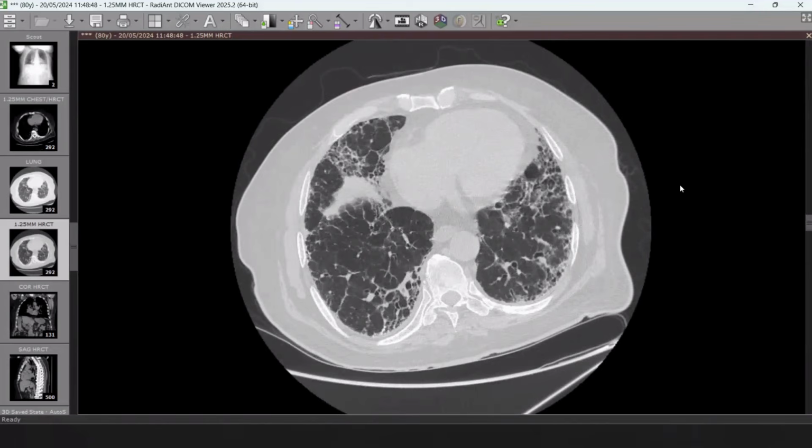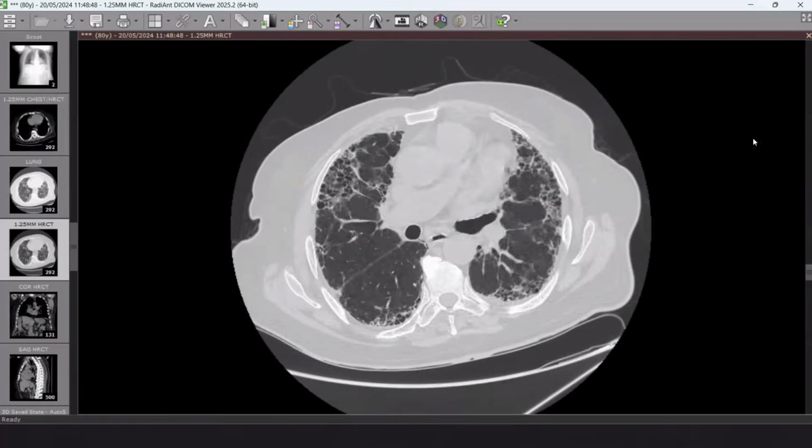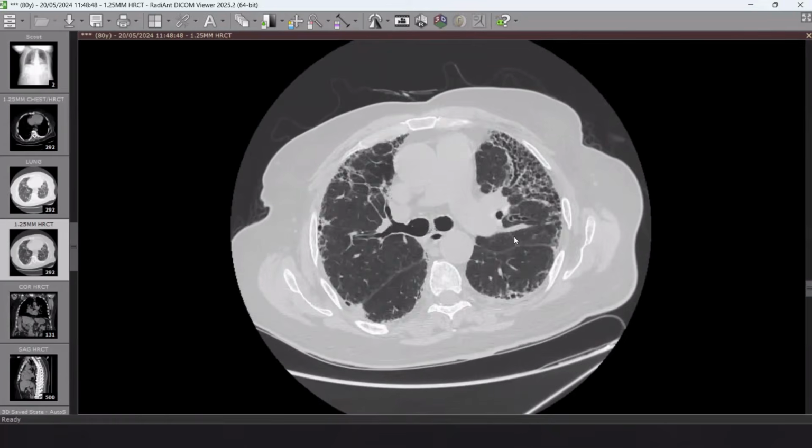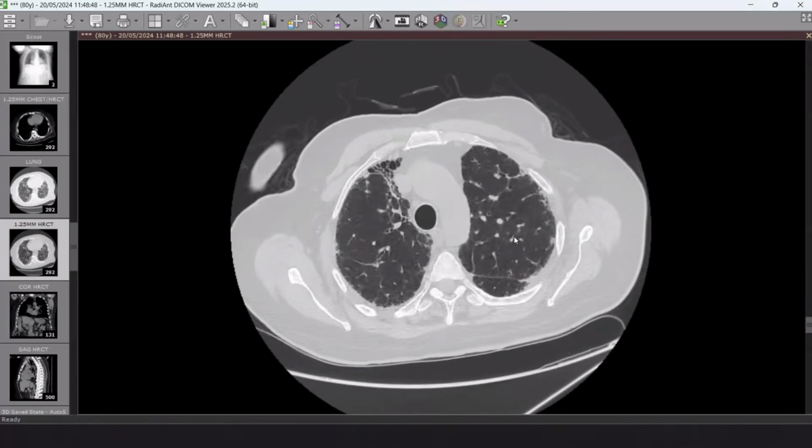Yes, there is diffuse bilateral, mainly basal honeycombing, and diffuse interstitial interseptal thickening and traction bronchiectasis.